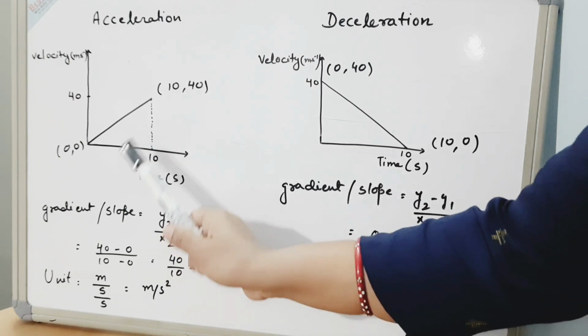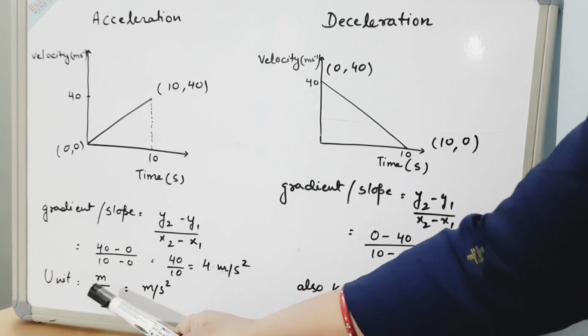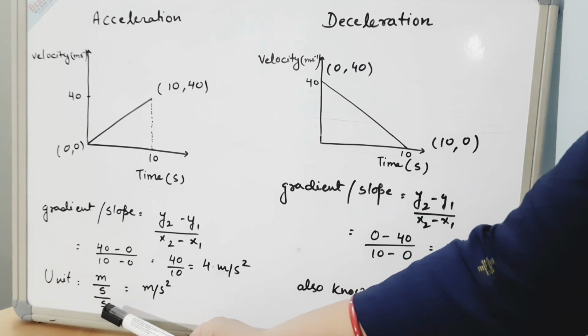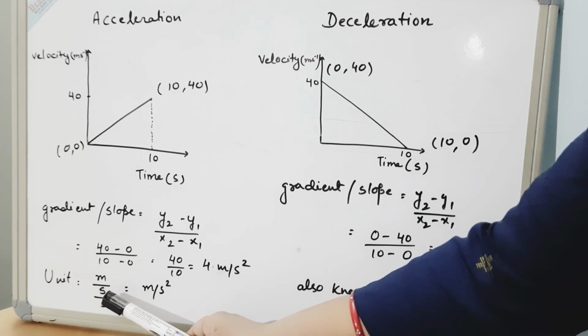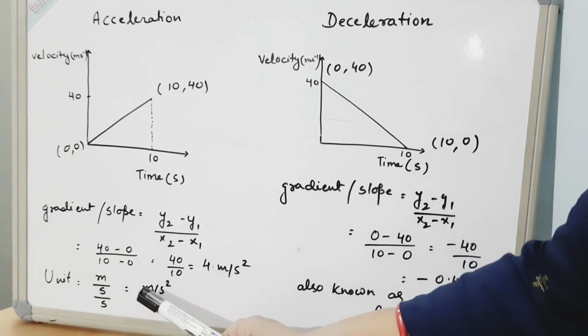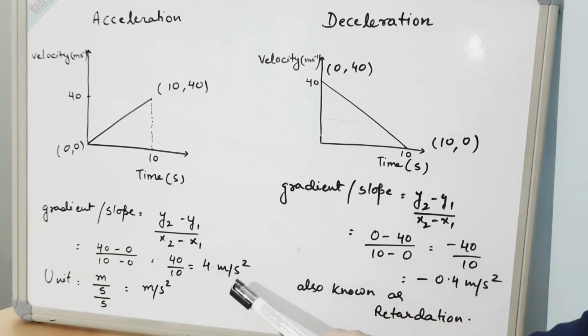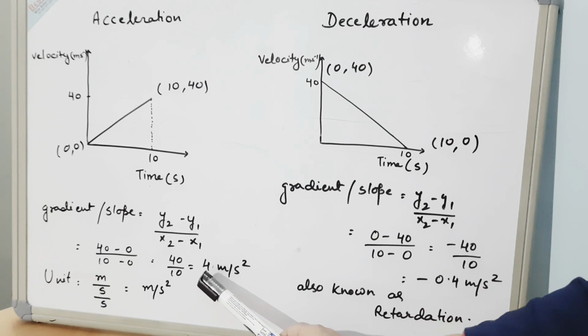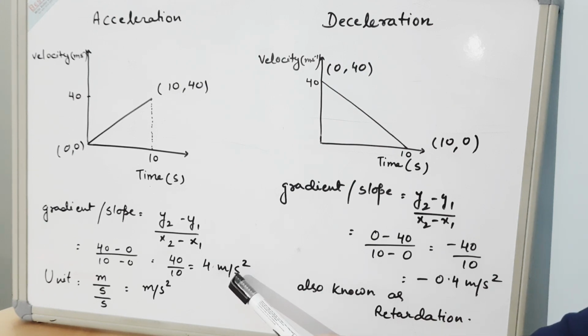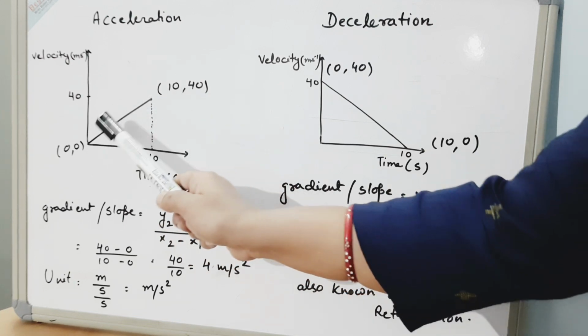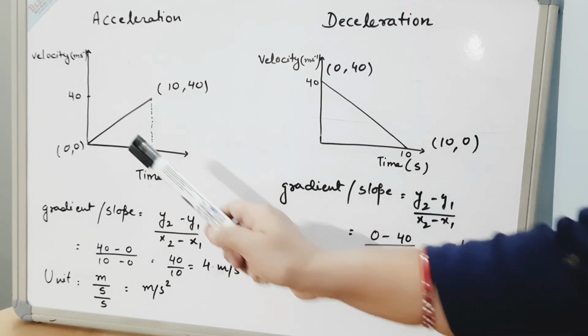Now we look at the unit for this gradient. Since it is velocity by time, it is meter by second by second, so it will be meter per second square. So the gradient of a velocity time graph is 4 meter per second square. So we can say that the gradient of a velocity time graph represents acceleration.